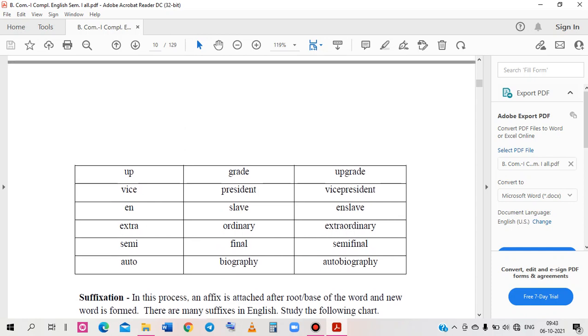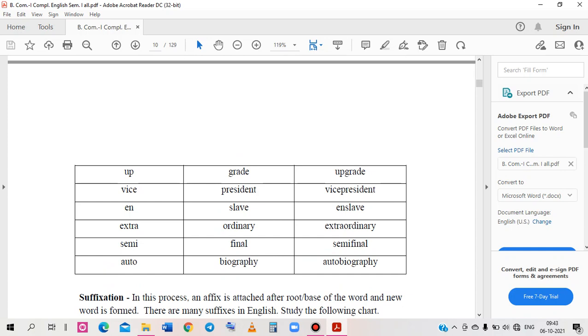There are so many examples. Let's see. Upgrade. I'm just reading the words. You just check which are the prefix. President, vice president, slave, enslave, ordinary, extraordinary, final, semi-final, biography, autobiography. So these are the prefixes and they formed new words.